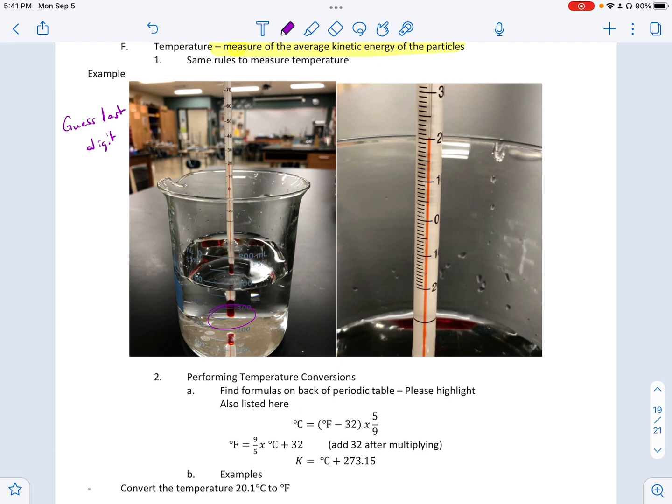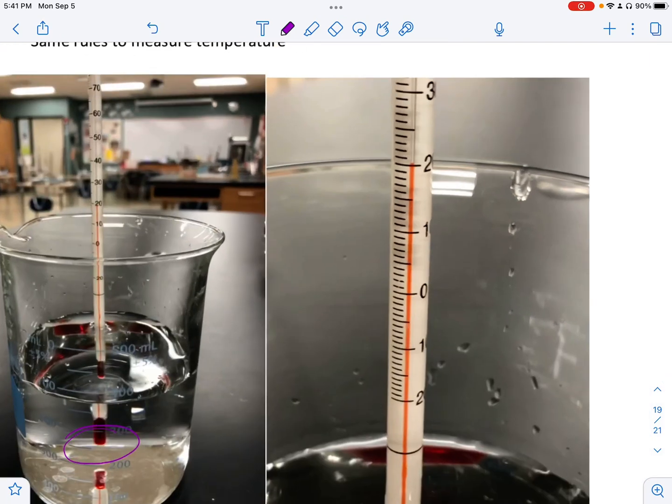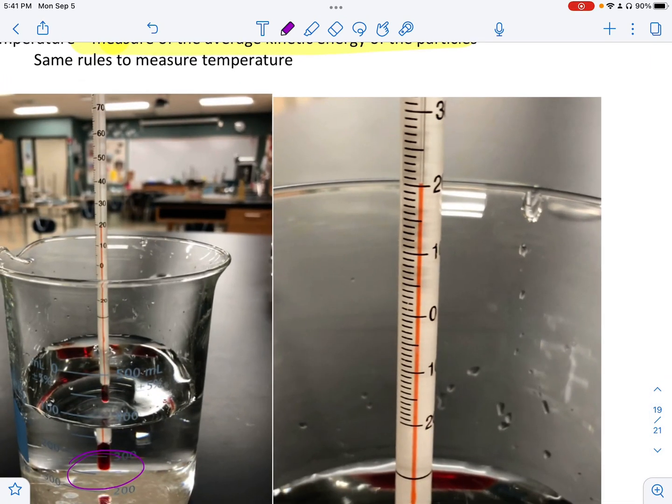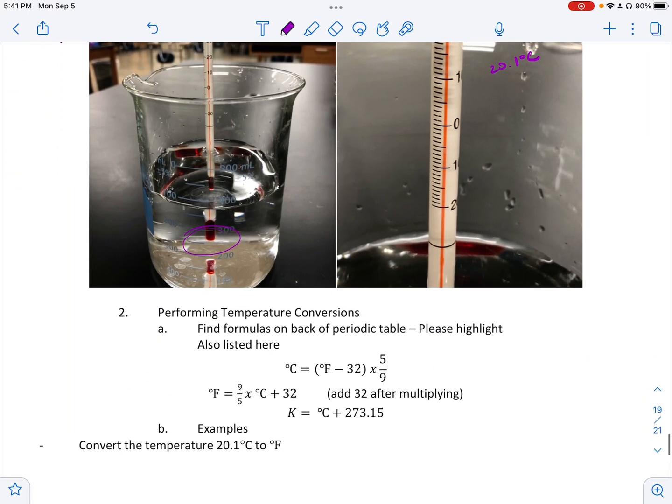All right, and then we get real close in the second pic, and if you see there, we can guess one digit. So that's 20, this is 20, that's 30, so that's 21. So we're going to say maybe like 20.1. And this is Celsius because we are in chemistry class. So maybe 20.1 degrees Celsius. All right, 20.1, maybe 20.2, somewhere in there.